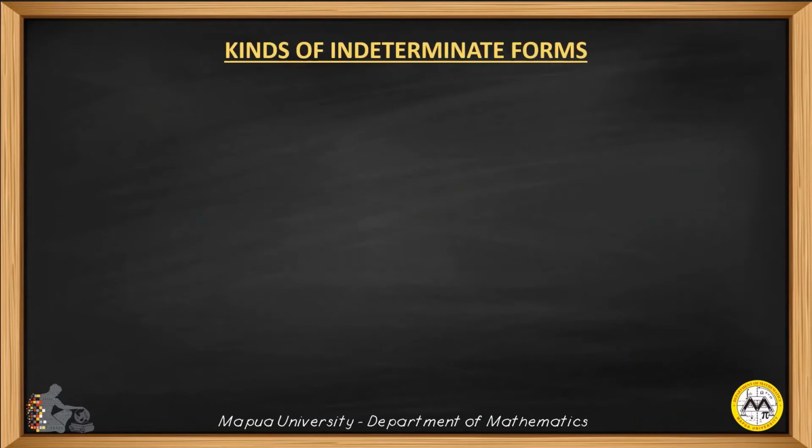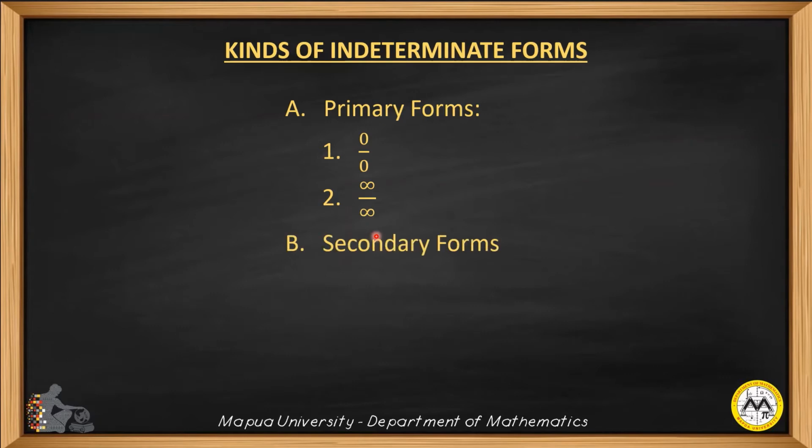Let us first be acquainted with the kinds of indeterminate forms that we can possibly encounter. We have the primary forms, the 0 divided by 0, or the infinity divided by infinity form, or the secondary forms, the 0 times infinity, the infinity minus infinity, or the power forms 0 raised to 0, infinity raised to 0, or 1 raised to infinity.